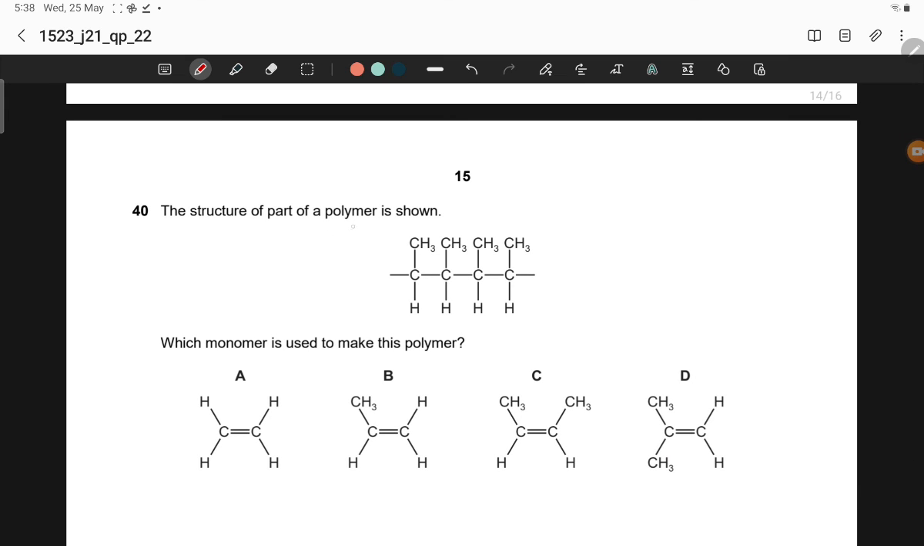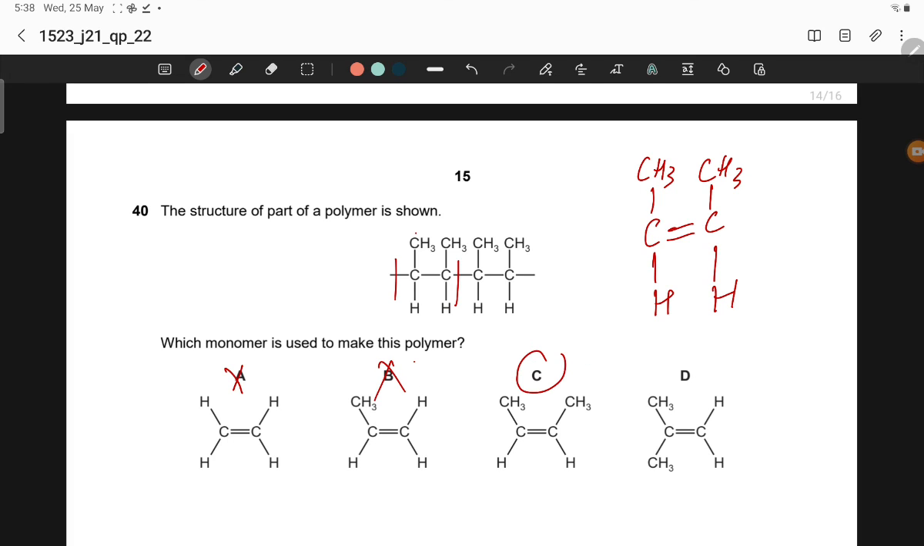Question number 40. The structure of a part of a polymer is shown. Which monomer is used to make this polymer? So this is 2 units, and this is the monomer unit. CH3, CH3, H and H. So this is incorrect. This is 2 CH3s. This is also incorrect. C option is correct. So this is all about this paper.